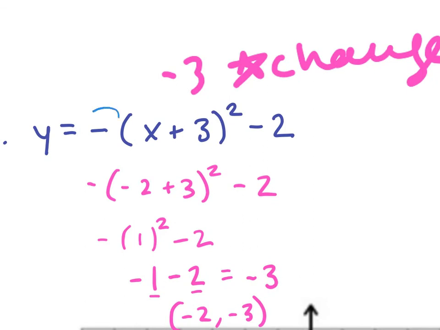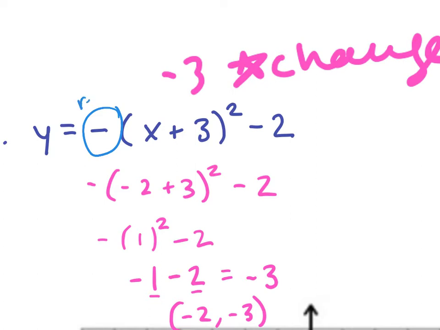What does this negative tell us is happening? What does the negative out front tell us? We flip it, but anybody remember what the word is? It's with an S, right? No, it's with an R.